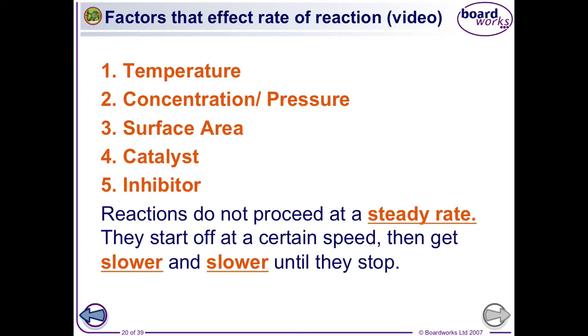Reactions do not proceed at a steady rate. They're going to start off with a certain speed and then it's going to slow down until it stops. Now, what that means is your chemicals are going to react together and they're going to keep reacting until there's no more reactants and now it's a full product. So, for instance, hydrogen and oxygen are going to react together until water is created. Once water is created, there's no more hydrogen and oxygen to react. So, the reactant amount decreases as the product amount increases, and the reaction rate also decreases.